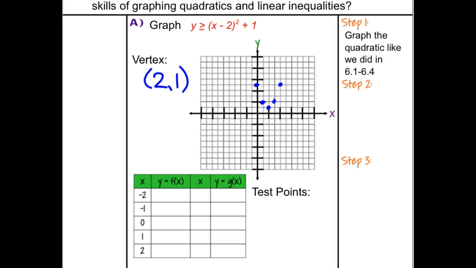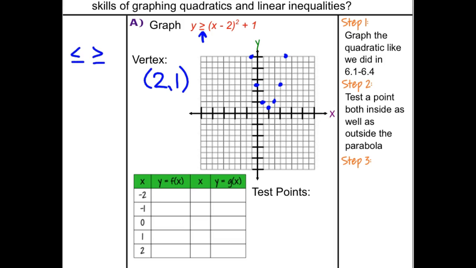Only catch here is I'm going to keep going all the way to the top of my graph, or bottom in the case of those that go downward. Then we've got to test a point. Here's the one thing that's also the catch. Just like in unit 3, if we have greater than or equal to, less than or equal to, we're going to have a solid line.